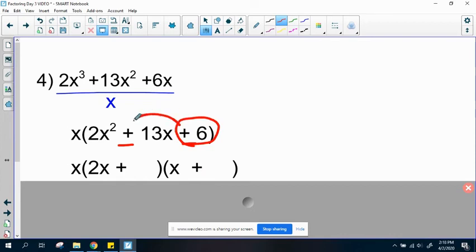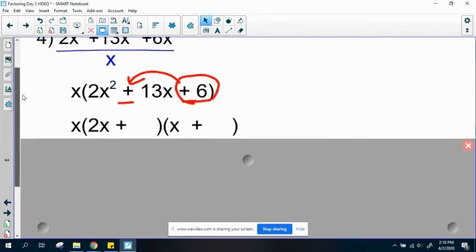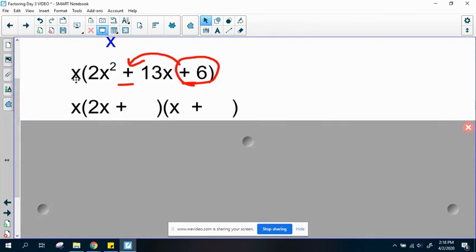Then you look at your middle term. Okay. Since this is positive, they're both plus. If this had been negative, then they would both be minus. Okay, it's only when this last term is negative that you have to have a plus and a minus. And that's when I normally leave the symbols out until I can figure it out. All right, so x came down along for the ride because that's our GCF.